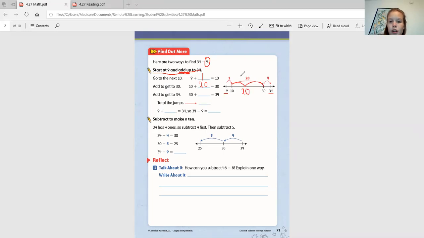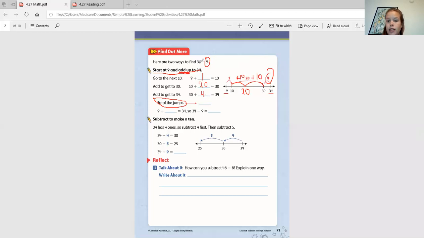So that would have been plus 10. It looks more like a plus sign now. There we go. And plus 10. Okay. Now, we're at 30, we're not quite at 34 yet, so we need to add 4 more to get to 34. Now, it wants us to add all the jumps that we did. So just the numbers I wrote here and all that we added up here. So we're gonna have 1 plus 20 plus 4 is what it's asking us to do.